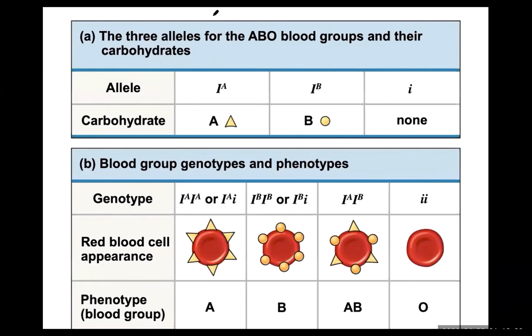So this is another table to summarize. A blood type will have red blood cells coated by carbohydrate A. A blood type B person has carbohydrate B. This carbohydrate B coats the outside of the red blood cell. AB produces both carbohydrates. And then O does not have any carbohydrate outside the red blood cell.